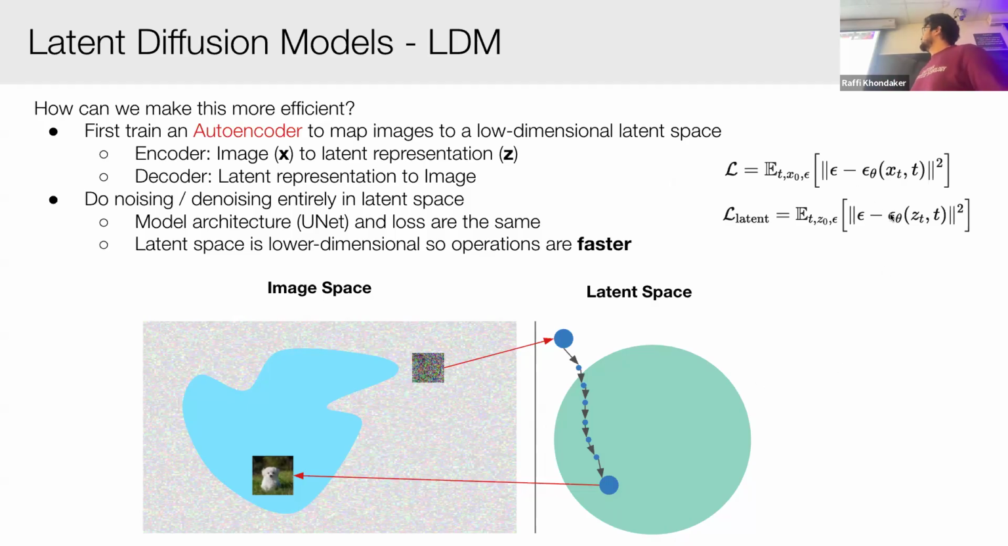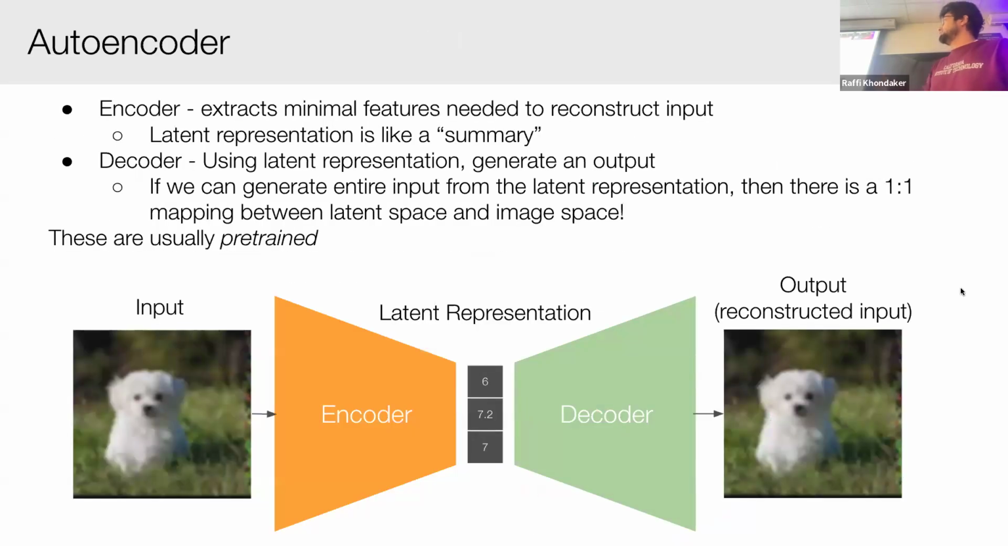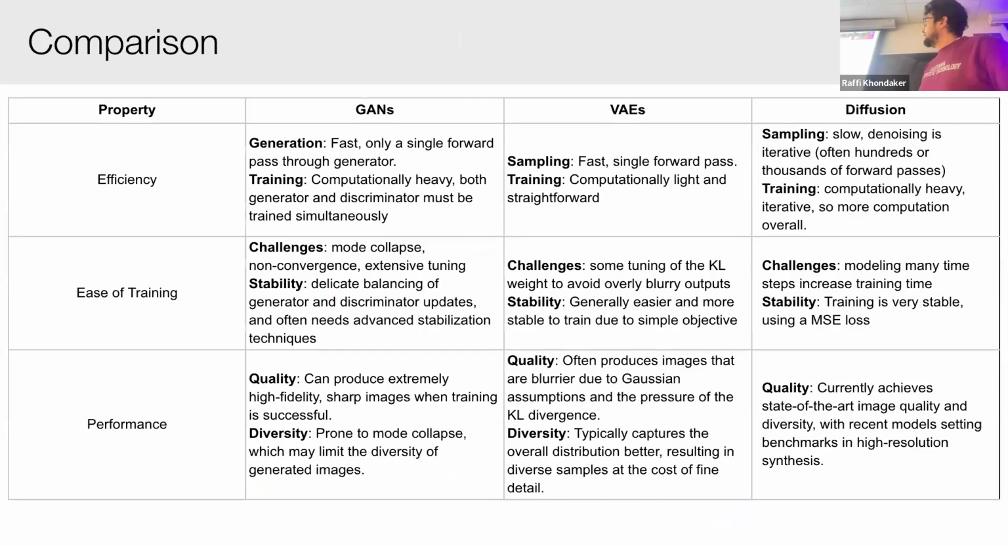Again, the loss functions are literally the same, right? It's just that instead of predicting the amount of noise that was added to an image, we predict the amount of noise added to some smaller dimensional vector, z of t. That's the only difference. And we just talked about autoencoders. And so yeah, GANs, VAEs, diffusion, there's a bunch of these.